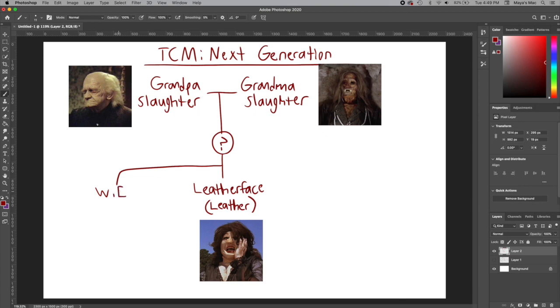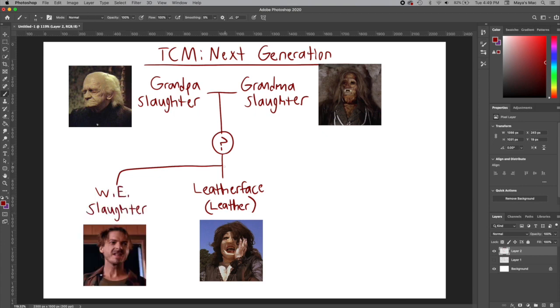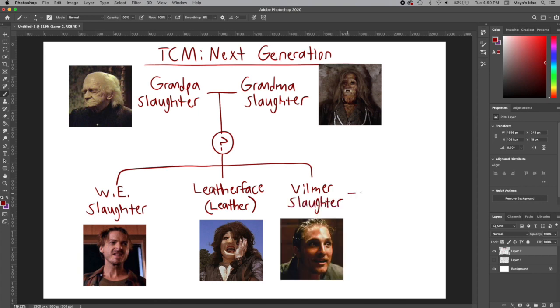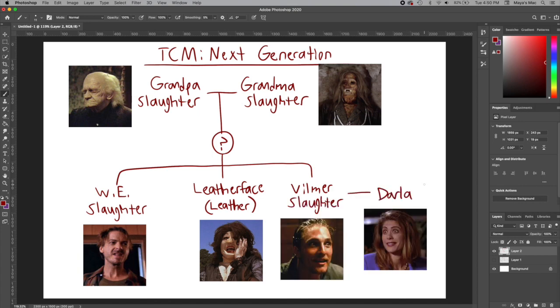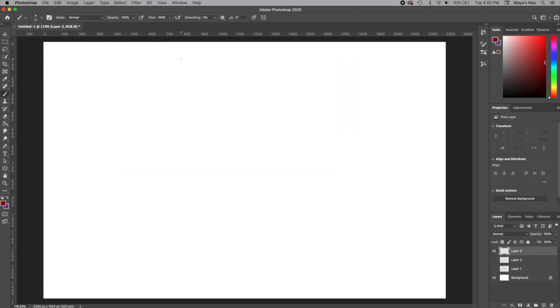We've got 2 brothers for Leatherface, W.E. Slaughter, and Vilmer Slaughter, and then Vilmer's girlfriend, Darla. Interestingly, W.E. Slaughter was apparently the original name for Drayton in the script of the first movie before it got finalized, so that's fun. The 2003 remake gives us a whole new family tree again, and a completely new last name.